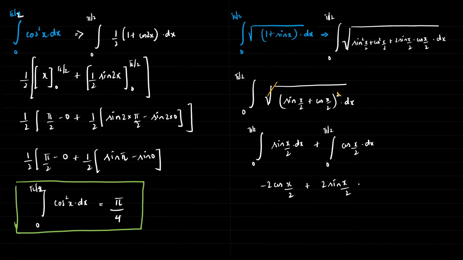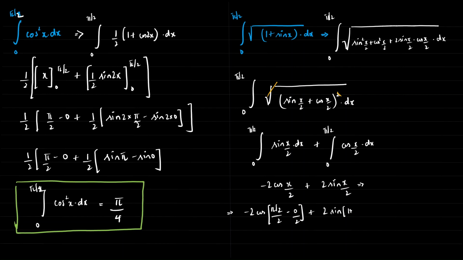I have to substitute the value of pi over 2 and 0, both of them, and I should be getting my answer. So here it is going to be negative 2 cos as it is, multiplied by x over 2, now substituted as pi over 2 divided by 2 minus 0 divided by 2, plus 2 sine of x over 2.